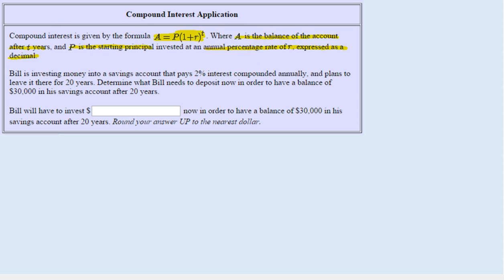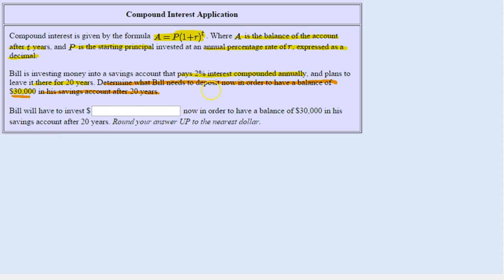So let's keep reading. Bill is investing money into a savings account that pays 2% interest compounded annually and plans to leave it there for 20 years. Now here comes the question because I see "determine." Determine what Bill needs to deposit now in order to have a balance of $30,000 in his savings after 20 years. So I underline this $30,000 because this is actually given information within the last sentence. So this is telling us what our goal is.